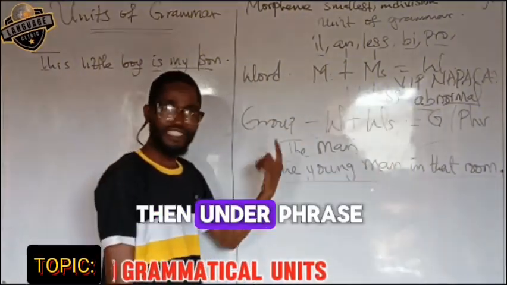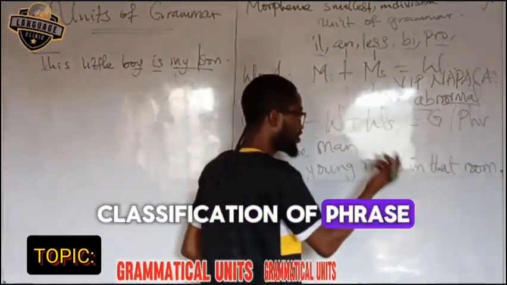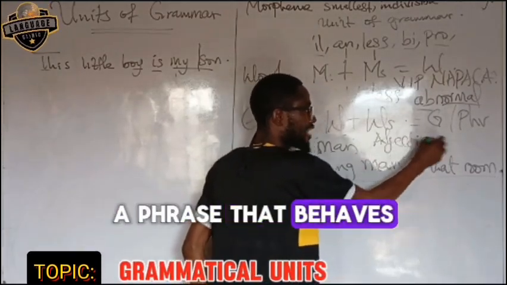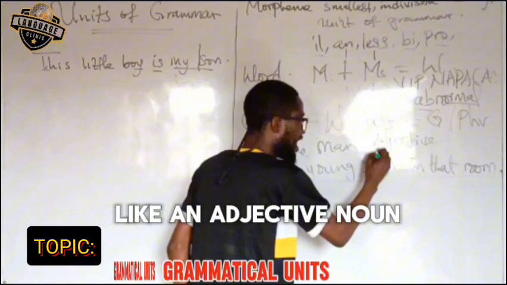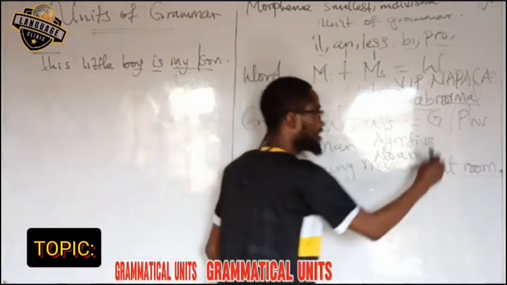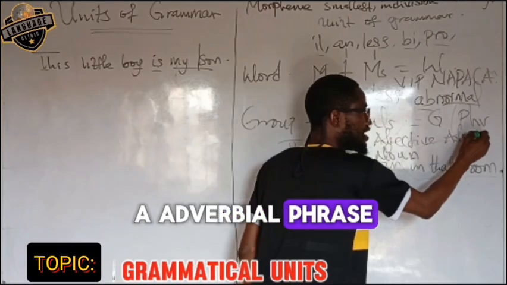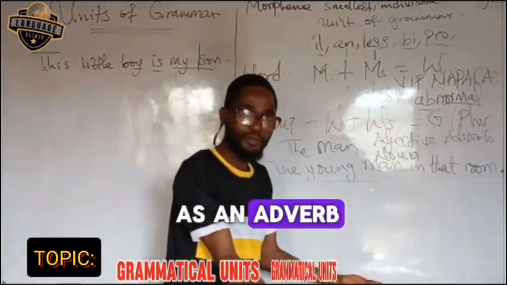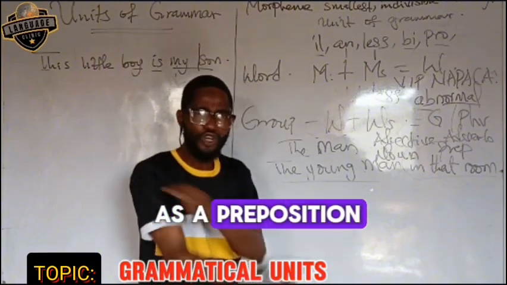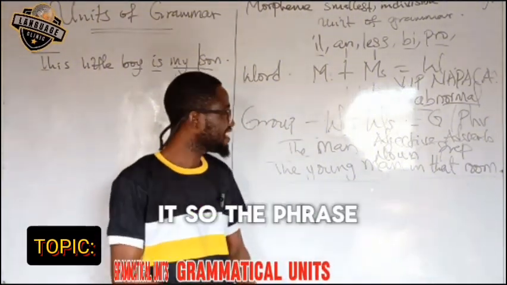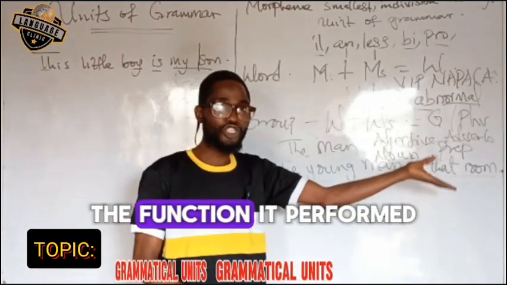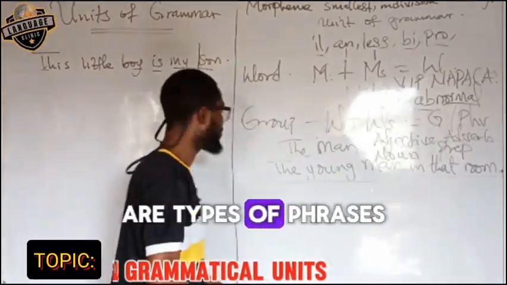Then under phrase, we also have classification of phrases. For phrase, we can have adjective phrase, a phrase that behaves like an adjective. Noun or nominal phrase, a phrase that behaves like a noun. Then we can have adverbial phrase, a phrase that functions as an adverb. We can have prepositional phrase, a phrase that functions as a preposition. So the type of phrase is named after the function it performs. Those are the types of phrases.